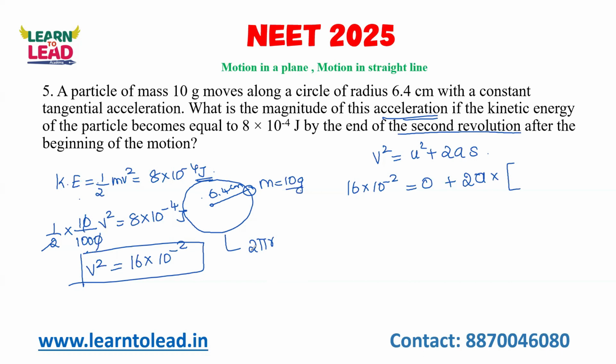For 2 revolutions, 4 pi r. So 4 into pi is nothing but 22 by 7 into r, into 6.4 into 10 to the power next. So if you solve, you'll get the acceleration as 0.1 meter per second. Okay, now let us see the next question.